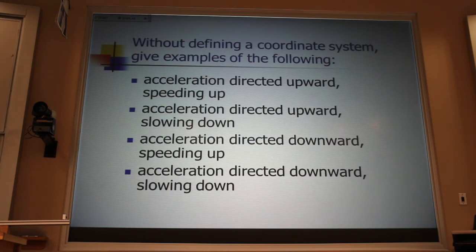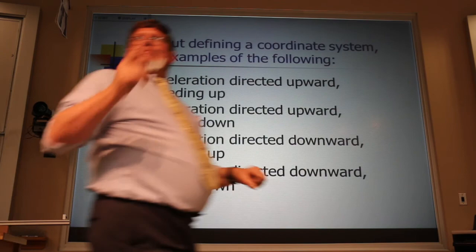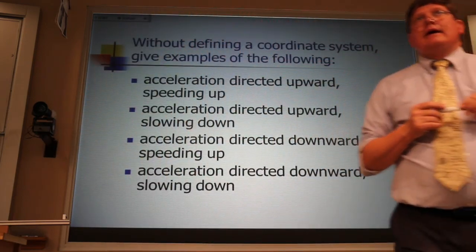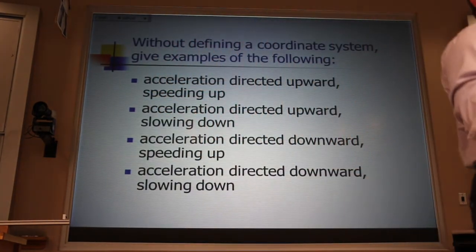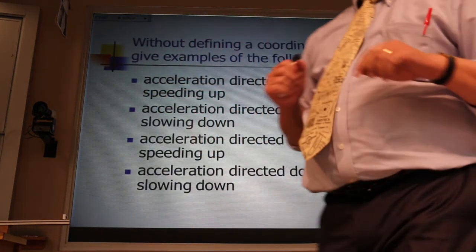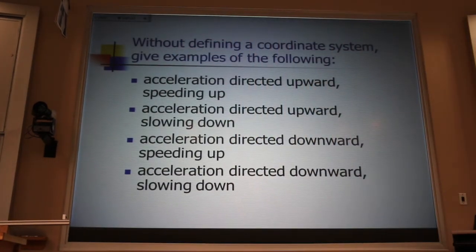Okay. Second case, acceleration up, slowing down. Who's got an example for me? Back in the back. Riding a bicycle up a hill. Riding a bicycle up a hill, steep hill, okay. Baseball, which way is the baseball going? Up. Shooting a rubber band, which direction? Up. Up. Okay. I just had 3 examples of things going up.